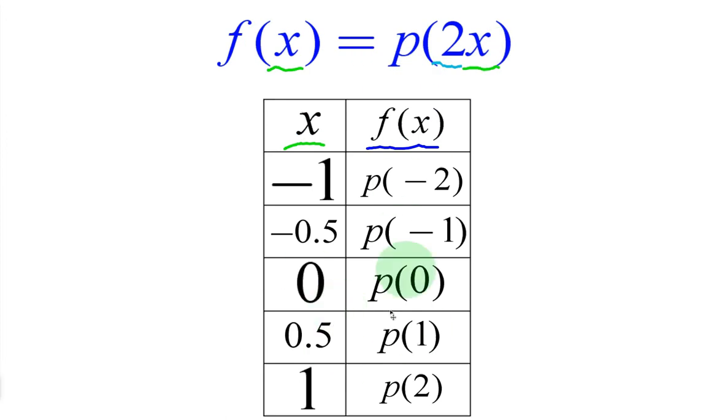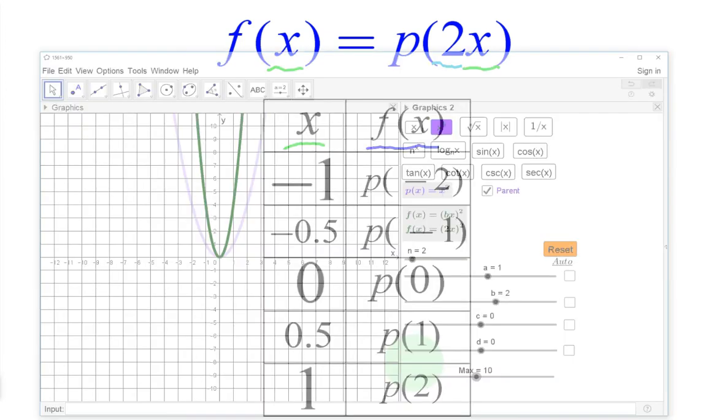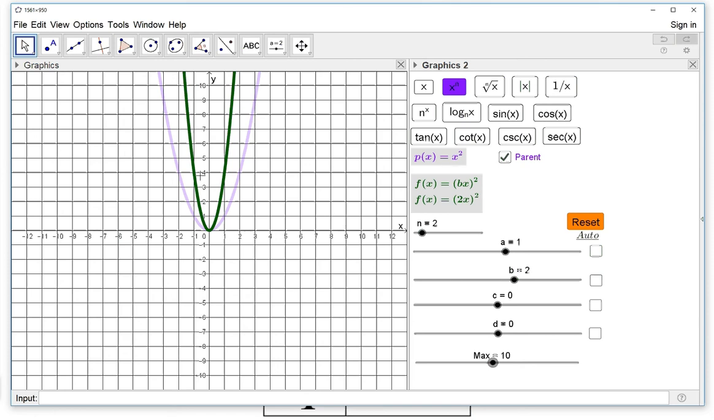The original y values of the parent function will stay the same. That's going to be it for this video of explaining the proof of b equals 2 and why that causes a horizontal shrink in half. If you have any other questions about that, let me know.